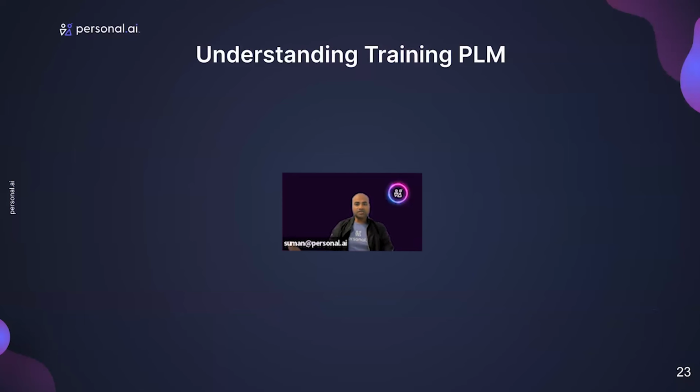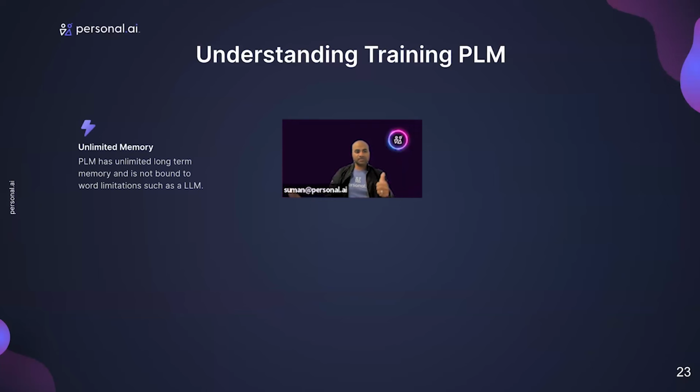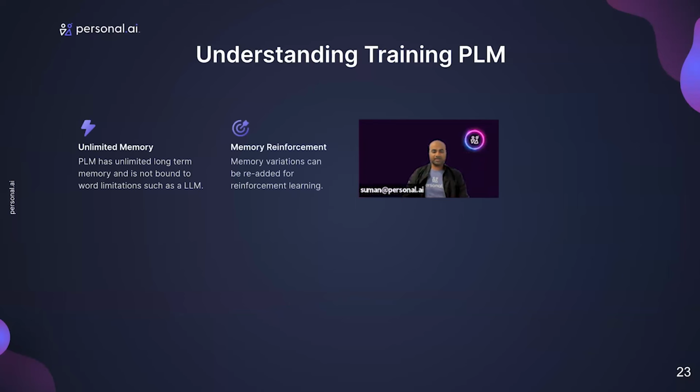So, understanding the personal language model. First things first, a personal language model technically has unlimited memory, right? It's not dependent on how many tokens or how much context you are passing in, as in the context of an LLM. A PLM works with memory, and the memory can grow long, and it's not bound to word limitations such as LLMs. Memory reinforcement: in other words, the AI is only as good as your memory. If the AI is making false statements, you may have to fix it and re-add and reinforce for learning.